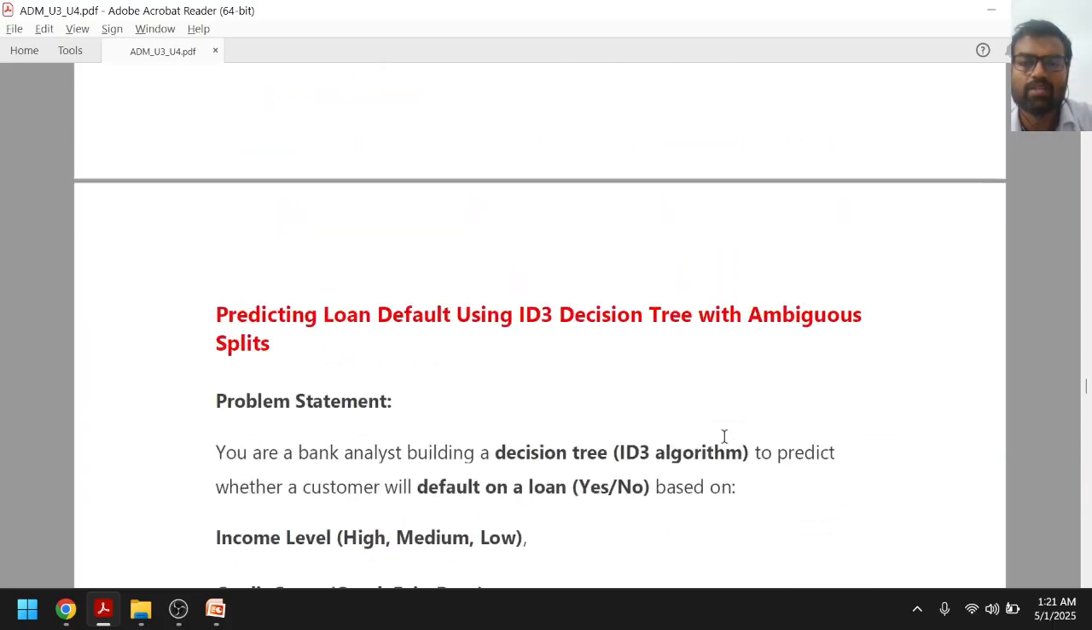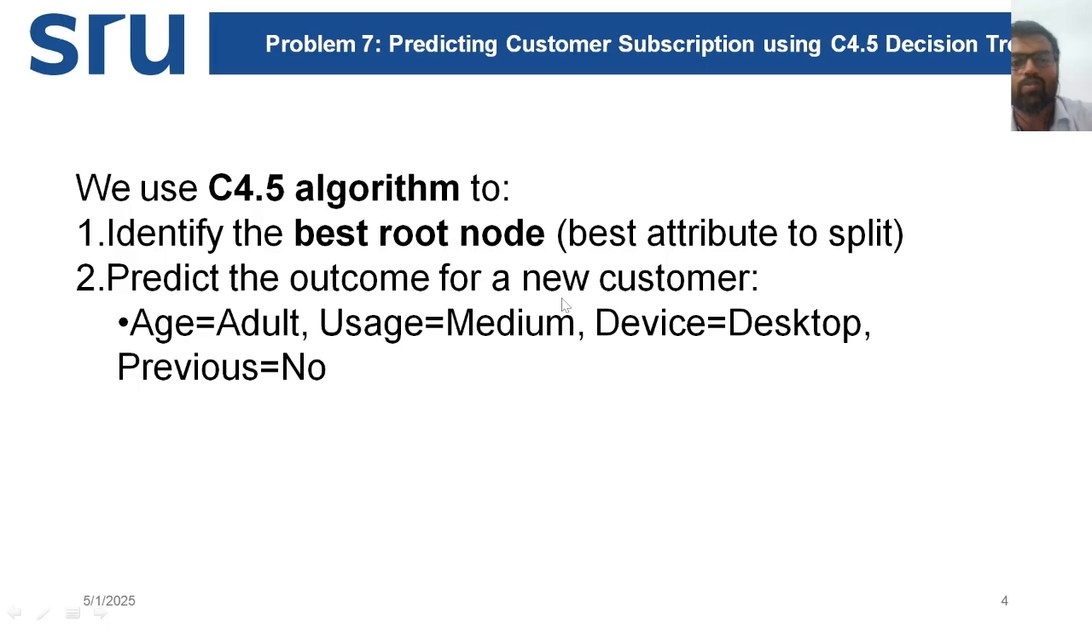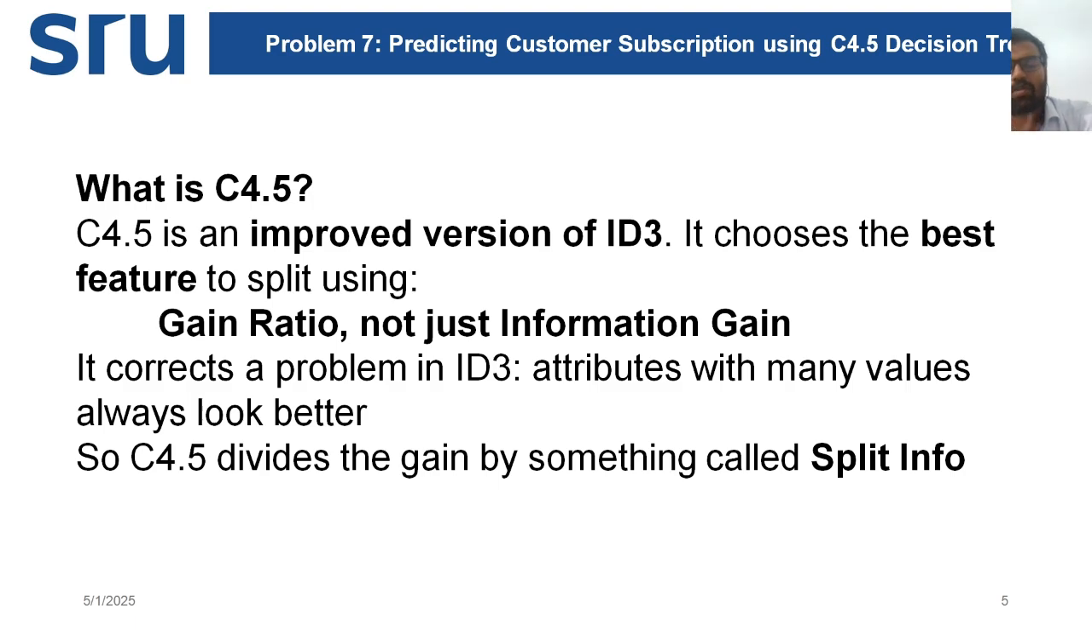Before here, I'm just scrolling. Based on this tree, here also we are splitting the ID3 decision tree. Here also we are looking, but in another version. Let's have a look how it is going to be. So what do you mean by C4.5? What is the difference from ID3?